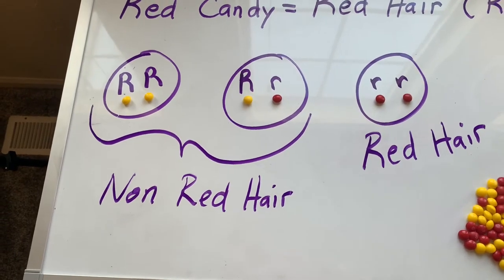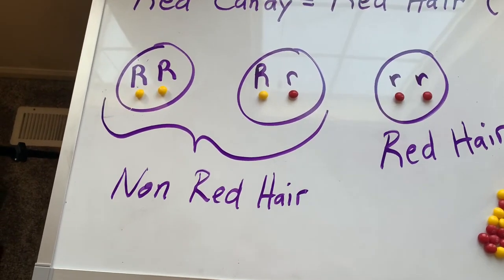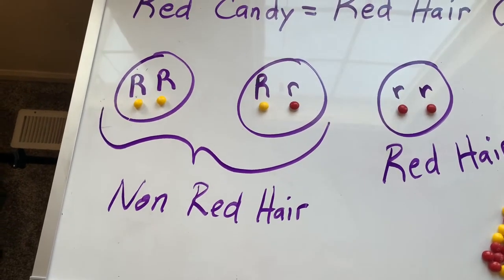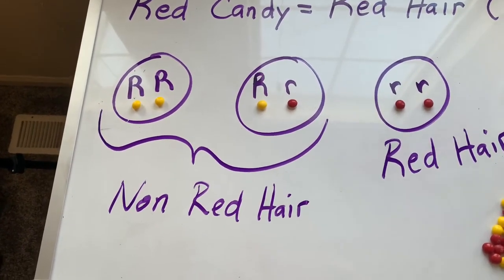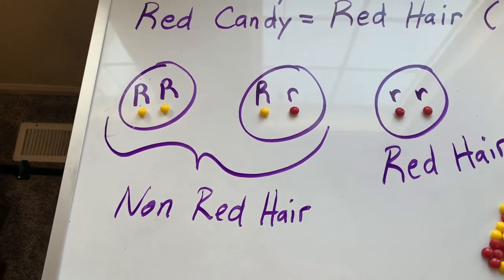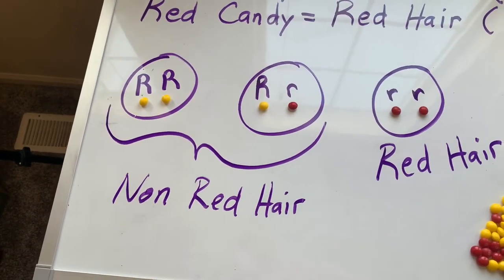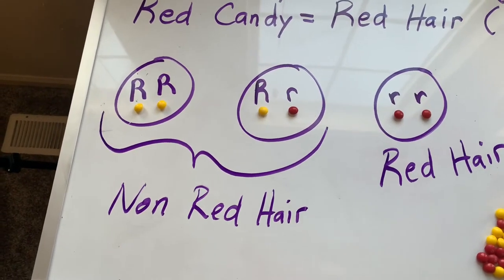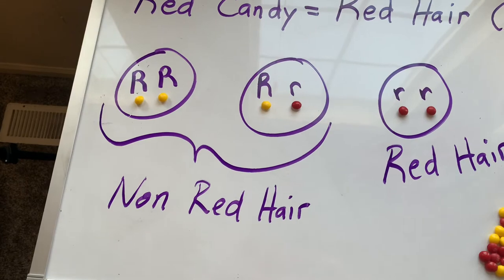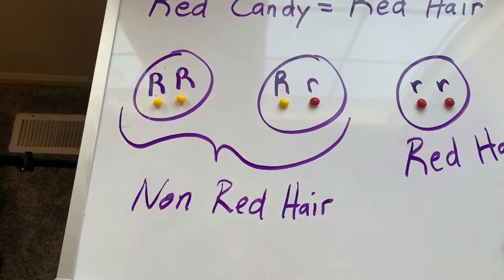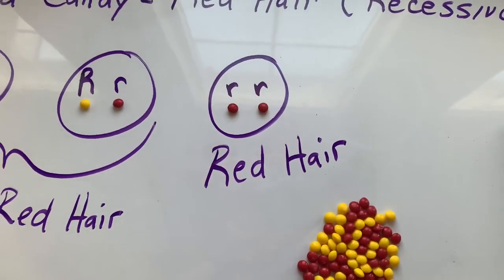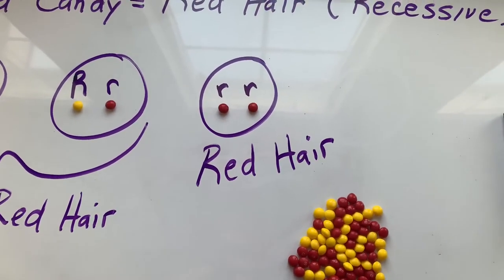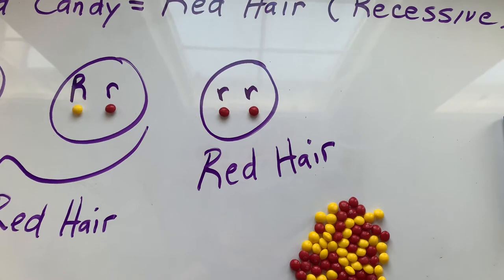if you have big R, you have two non-red hair alleles, you're going to have non-red hair. If you end up having big R, little r, well, even though you have a redhead allele, you still have a non-redhead allele. And since a non-redhead allele is dominant over having a redheaded allele, you're still going to have non-red hair. It's not until you get little r, little r, two red-headed alleles, that you're going to have a red-headed individual.